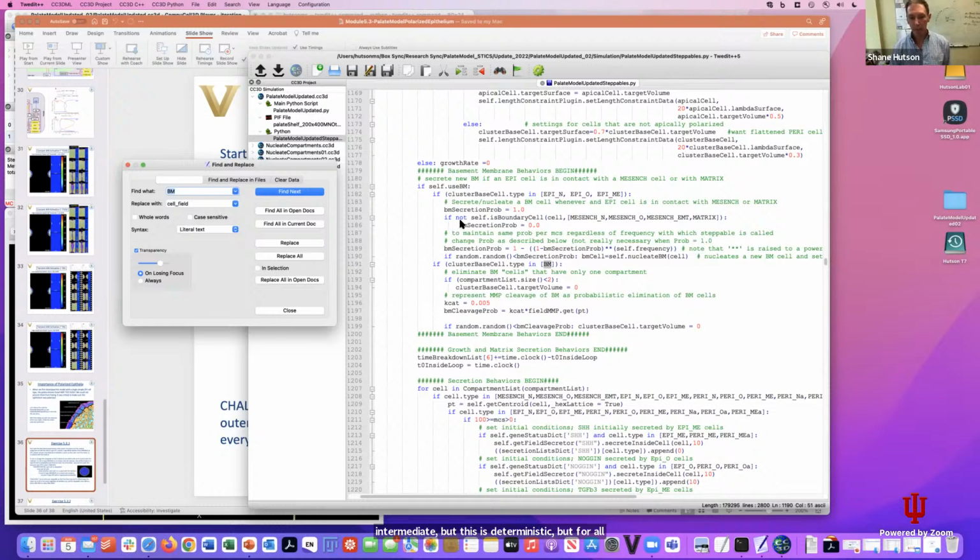We set it to 1 to begin with. And if that cell is the one we're checking right now, we check its boundary and see what kind of cells are in contact with it. If it's not in contact with a mesenchymal cell of any kind or with matrix, we're going to take the basement membrane secretion probability and drop it to 0, so it won't secrete. But assuming it is in contact with one of those, the basement membrane secretion probability is still 1.